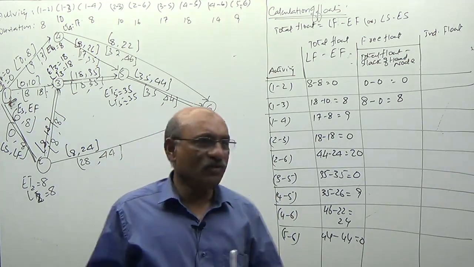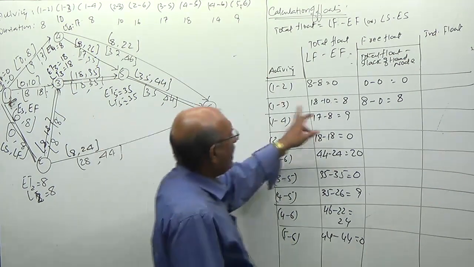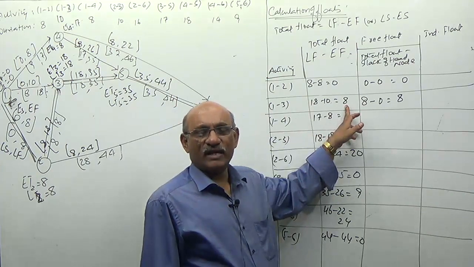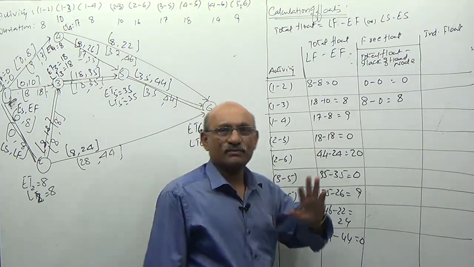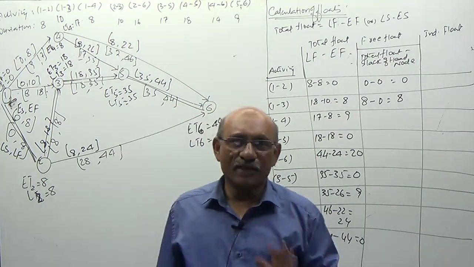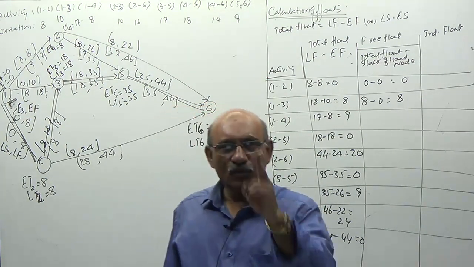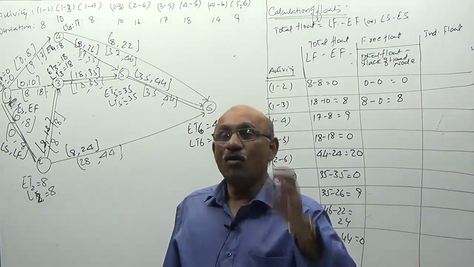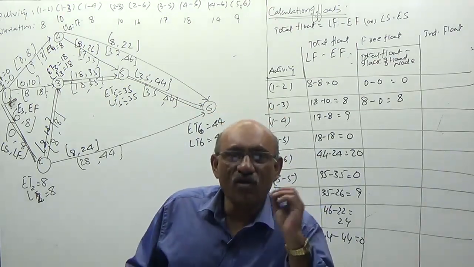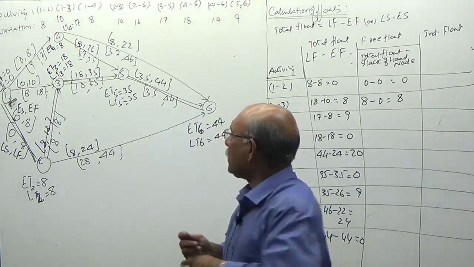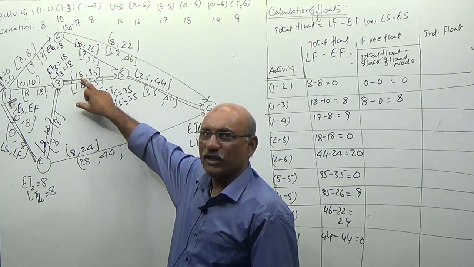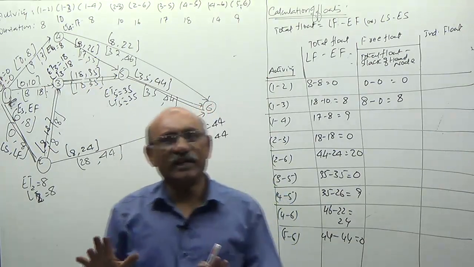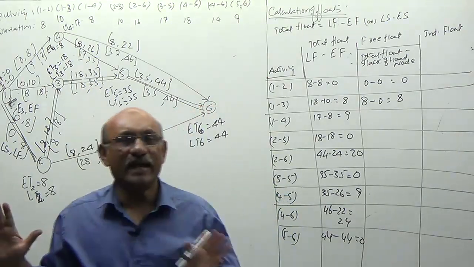What is the literal meaning of this, sir? It has 8 days of time. How many days can it use? Out of this 8, how many days can it use for itself? It means 1 day, 2 days, or all the 8 days. What happens if it uses all its 8 days? Nothing, sir. You are starting its next activity at its earliest time. Therefore, it is not at all affecting the float of its succeeding activity.